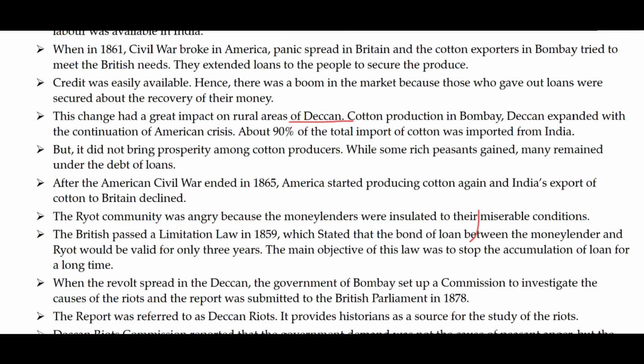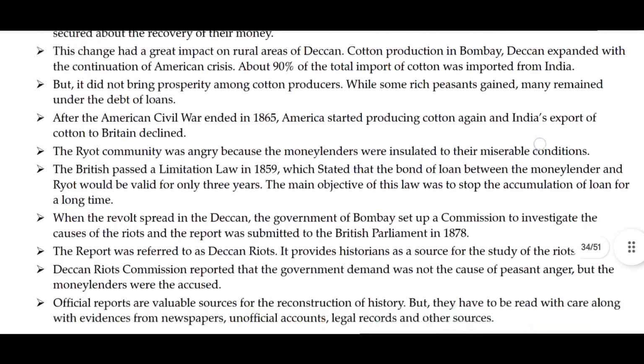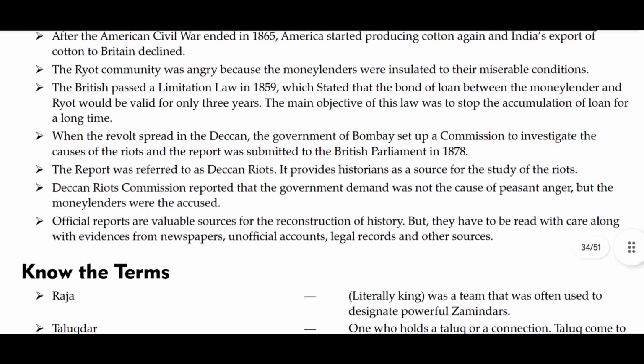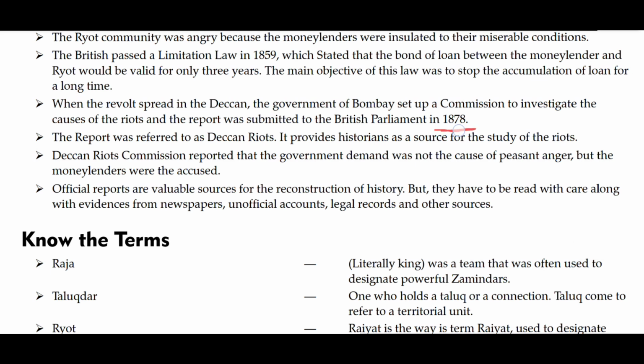When the revolt spread in Deccan, the government of Bombay set up a commission to investigate the causes of the riots, and the report was submitted to the British Parliament in 1878. The report was referred to as the Deccan Riots Report. It provides historians a source for the study of the riots. The Deccan Riots Commission reported that the government demand was not the cause of peasant anger, but the moneylenders were the accused. Official reports are valuable sources for the reconstruction of history, but they have to be read with care along with evidence from newspapers, unofficial accounts, legal records, and other sources.